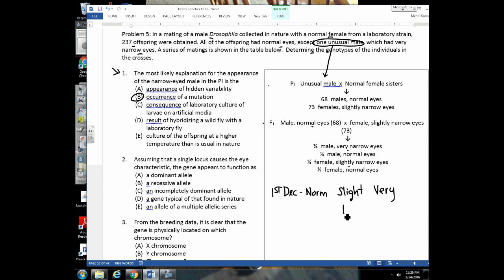So I'm going to go ahead and assign some letters. It's hetero, incomplete. I'm going to put N prime. You can use whatever letters you want. So normal would be capital N, and the very narrow eyes, N prime. Second decision, autosomal or sex-linked, because I need to know if I leave the N's like this or I have to put them on X's or possibly Y's. If you notice here, see how all the males have a certain phenotype and all the females have a different phenotype? Then this is definitely sex-linked.